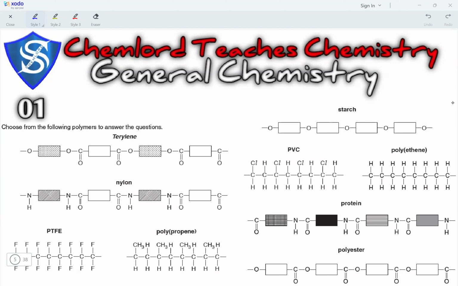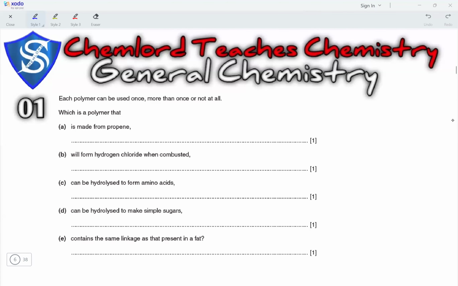polymers, starch is a polysaccharide, PVC and polyethylene again are addition polymers, protein is a polyamide and polyester itself is polyester. So these are the different polymers we are supposed to choose from. Each polymer can be used once, more than once, or not at all.